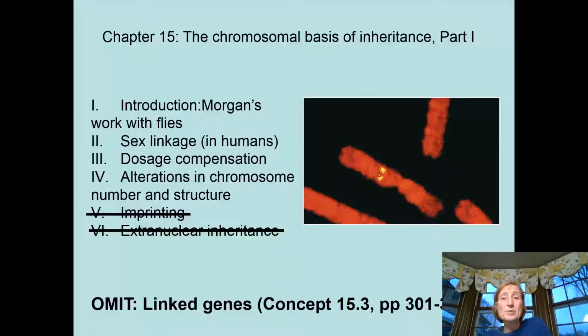So Chapter 15, the chromosomal basis of inheritance, Part 1. We're going to have 3 parts. And there are a couple of things that you notice right off the bat. Imprinting and extranuclear inheritance, I cut those out. I left the slides here because this is such interesting material, and if you want to, you can take a look at these. Read it in Chapter 15. It's just really stuff that I think students are inherently interested in. So I left them on there just because, if you're interested, take a look. We are going to omit a huge concept in Chapter 15, though, and that is the linked genes concept. All right, so here we go.